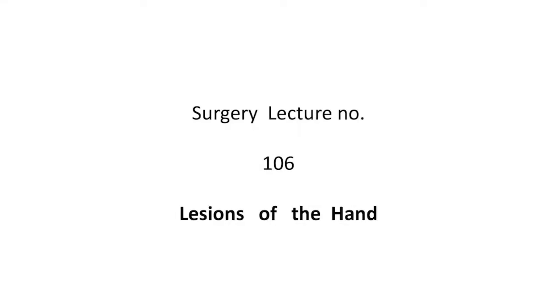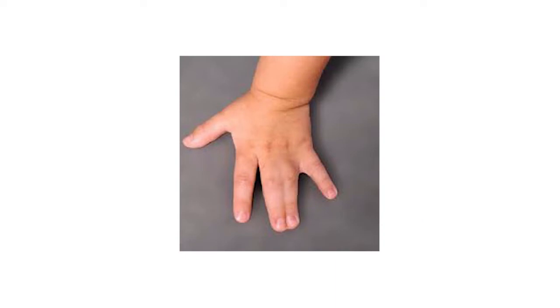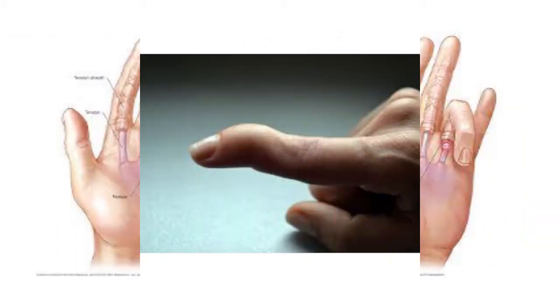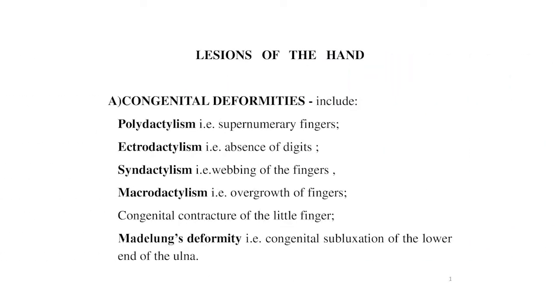Welcome, my dear students, to my surgery lecture number 106, that is the lesions of the hand. In this lecture, we will explore the congenital deformities of the hand, that is polydactylism, ectrodactylism, syndactylism, macrodactylism, Madelung's deformity, then acquired deformities of the hand, that is Dupuytren's contracture, tenosynovitis, trigger finger, mallet finger, carpal tunnel syndrome, then swelling of the hand, implantation dermoid and ganglion. All these points are covered in this lecture. Now start with me the lesions of the hand.